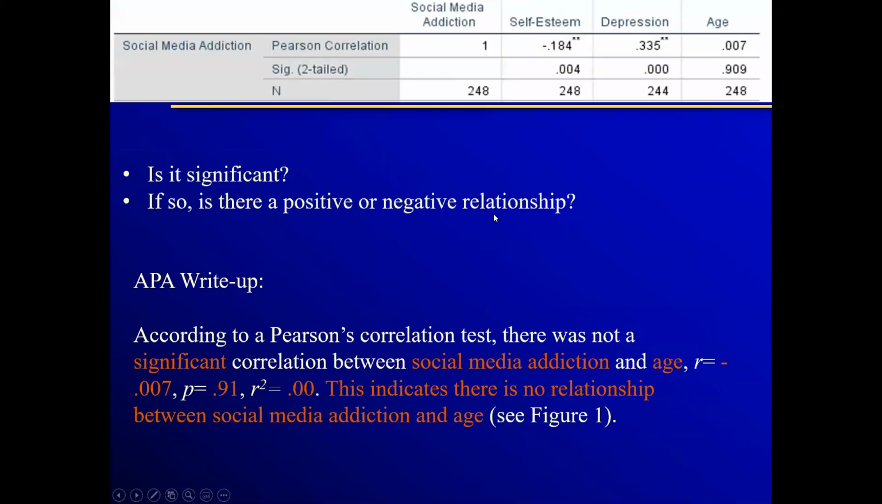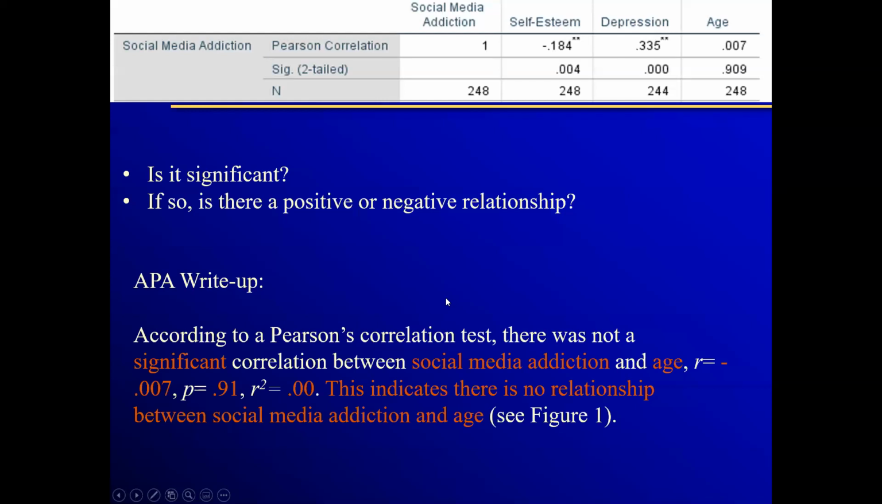So what happens if it's not significant? Here's an example of it being not significant. The relationship between social media addiction and age, we see a p-value of 0.9. That's wildly not significant, right? So this is how you do a write-up for a non-significant correlation. According to Pearson's correlation test, there was not a significant correlation between your two variables. You still report the R value, p-value, R squared, and then simply, this indicates there is no relationship between social media addiction and age.